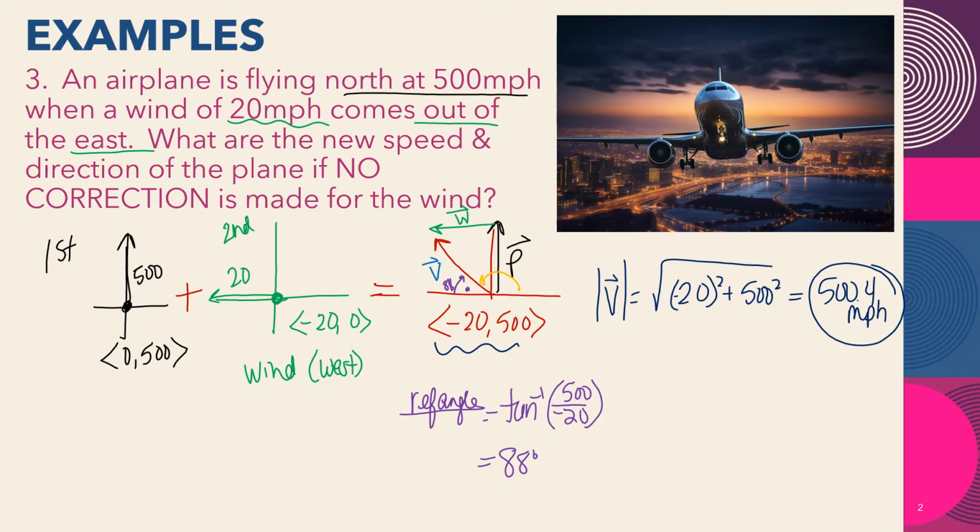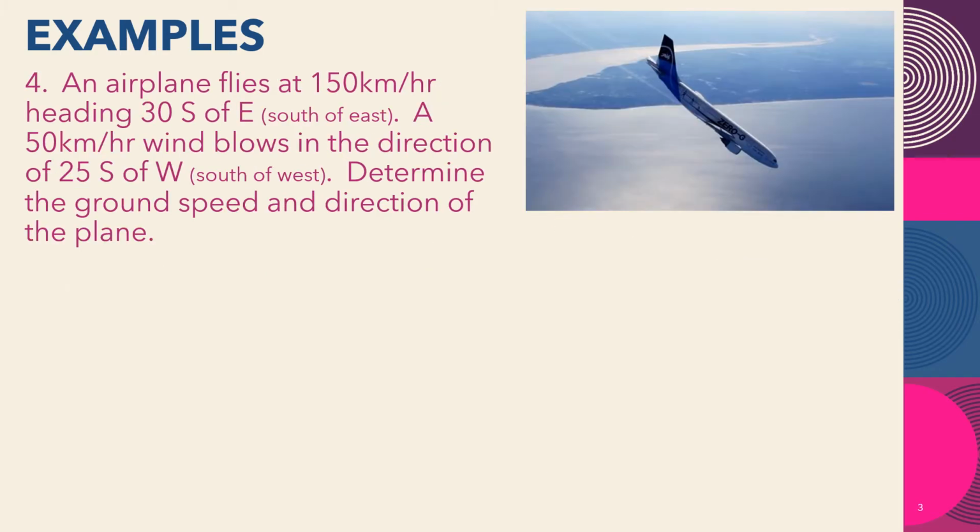So our true direction angle, theta, we're in quadrant 2, so we're coming off of the x-axis from the left. So it's got to be 180 minus 88, which gives us 92 degrees. It doesn't actually ask for the direction, it just asks for the measure of the angle. So there you go. All right, next one.